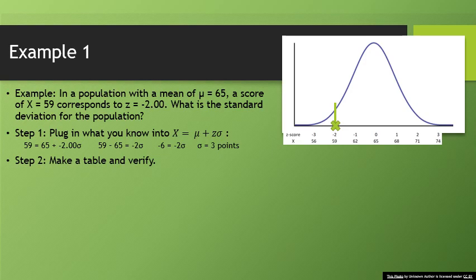So again, the mean is 65. We found a standard deviation of 3. So make your table, draw your graph. Put in your line at the score of 59, which is shown to be z equals -2. Draw your line.